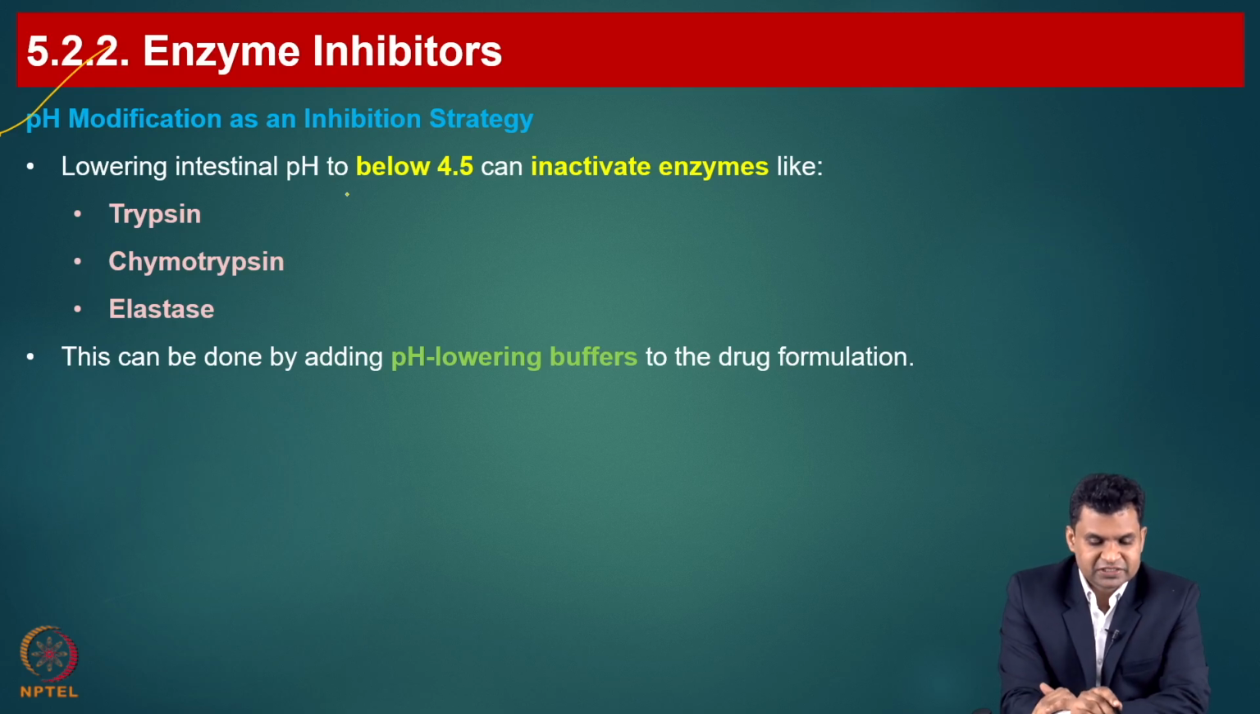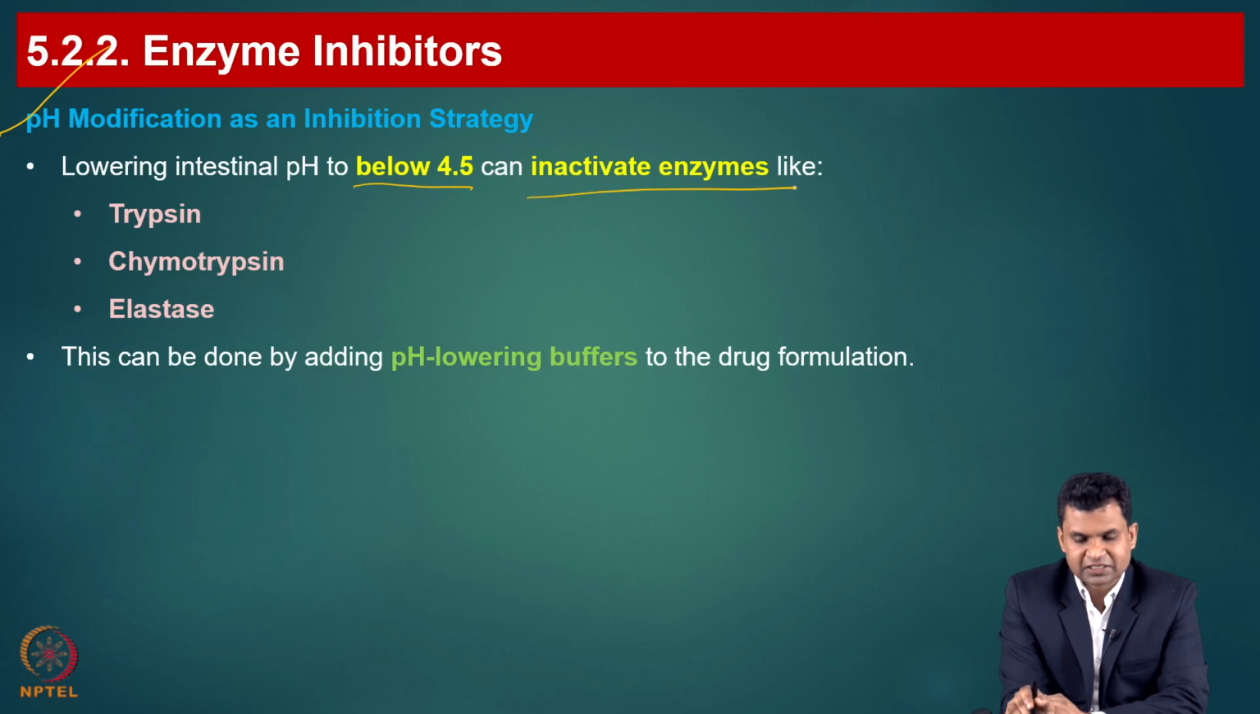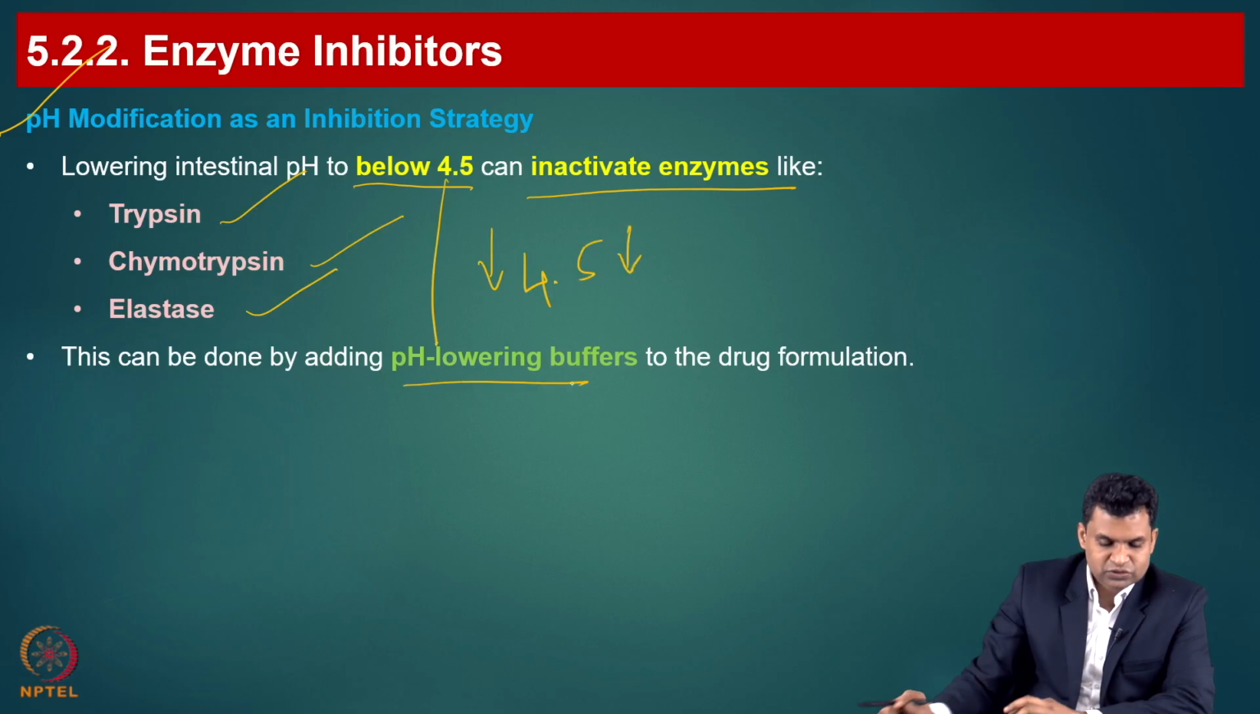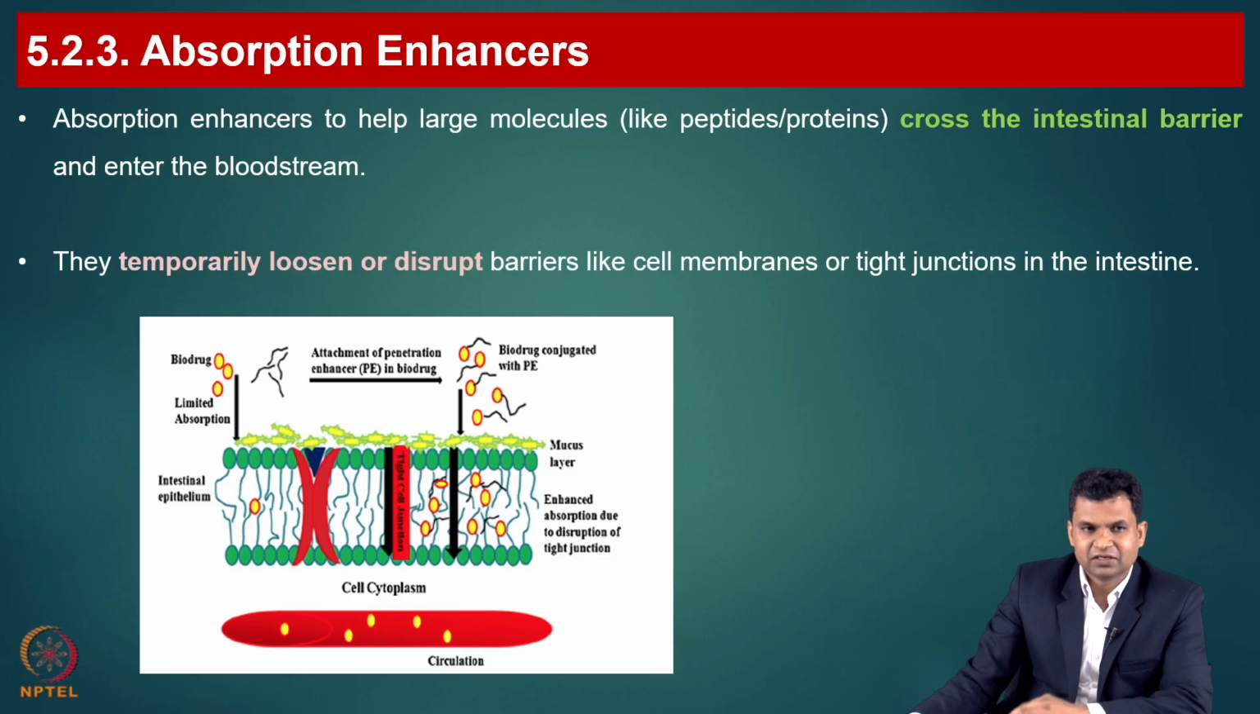So, lowering of intestinal pH to 4.5 will inactivate the enzyme. The best examples are trypsin, chymotrypsin and elastase, which can be inactivated by decreasing the pH to below 4.5. So, this is one more strategy, and it can be done by adding pH modifying agents to the formulations.